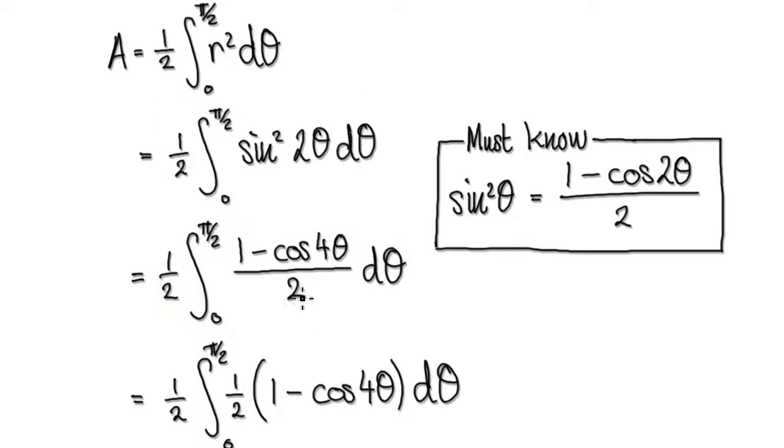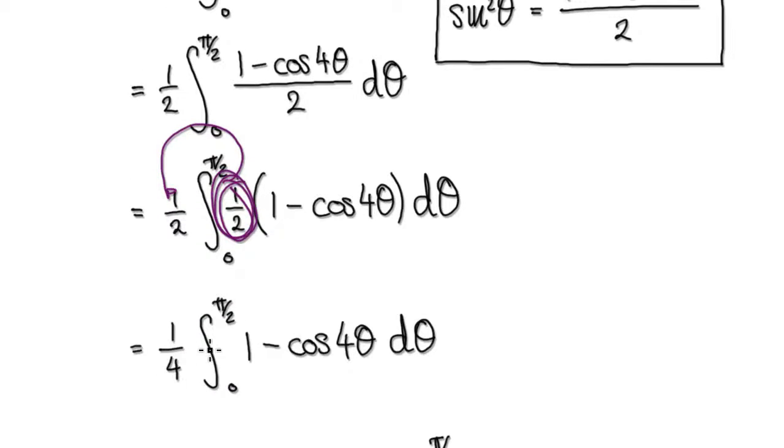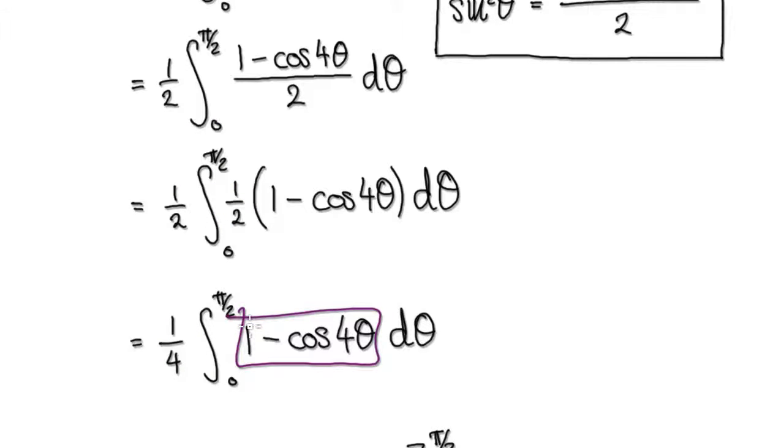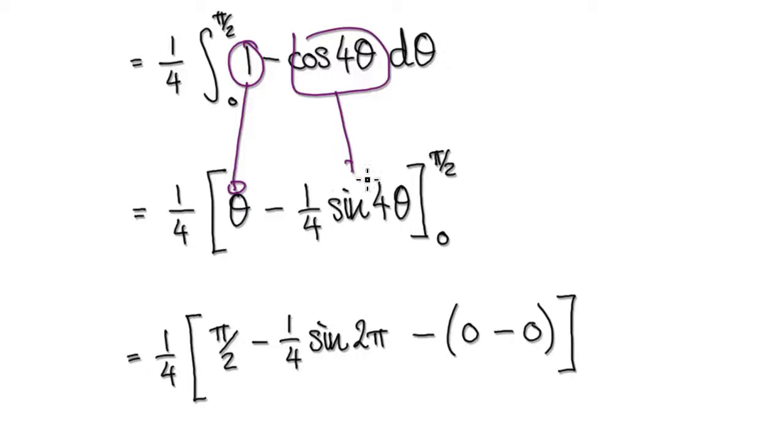So now let's factor out the half. This half is a constant, so take it out. That will then give you a quarter. So now this is slightly easier to integrate. Integrate this, it will give you theta. Integrate this, it will give you this thing here.